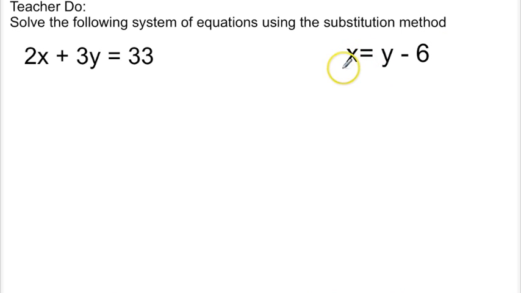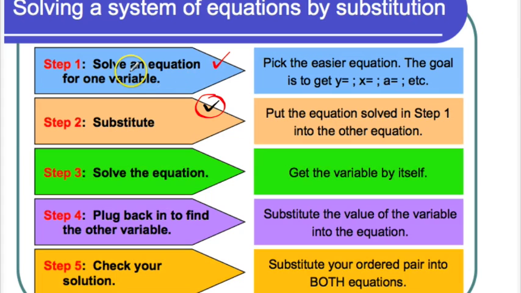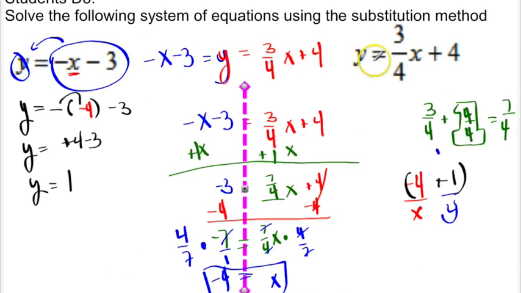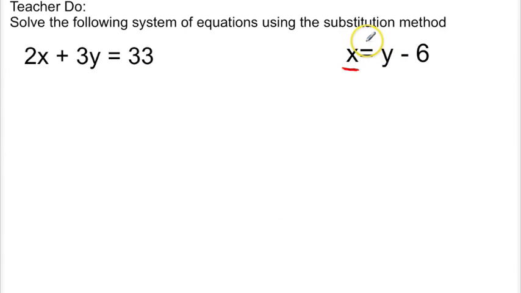This one, I already have a variable that's solved for. That's already by itself. So if I go back to my instructions, solve for any equation for one variable. This one is already solved. X is already by itself. X equals y minus 6. So that's going to replace my x value. Let's bring down the rest of the equation. The 2 comes down. The plus 3y equals 33.